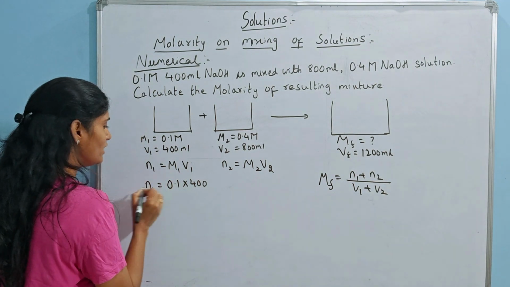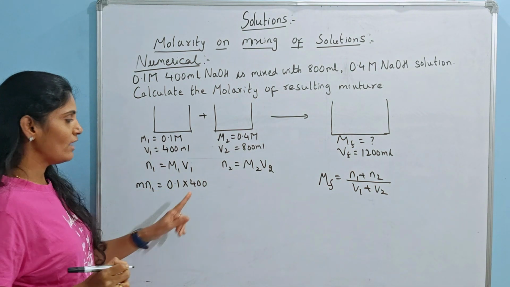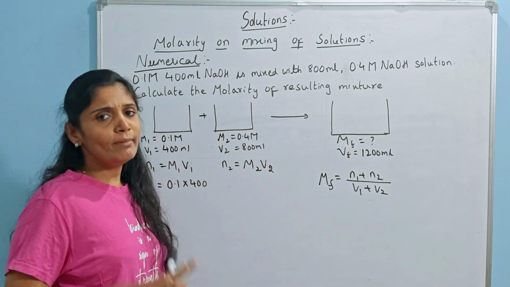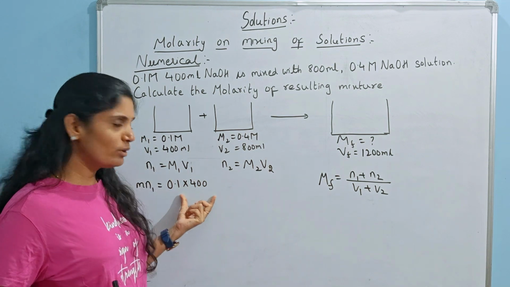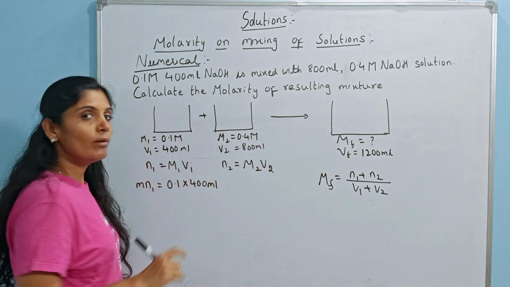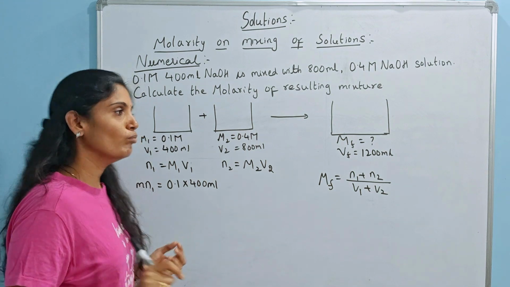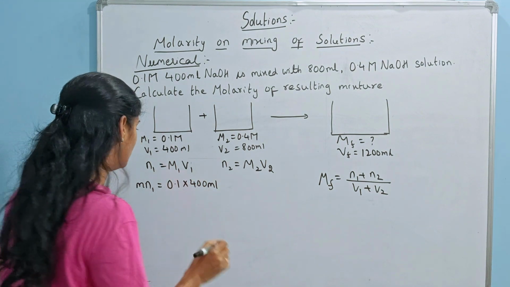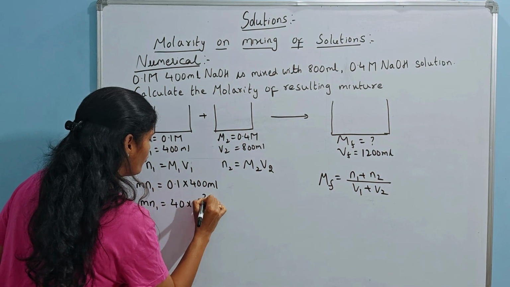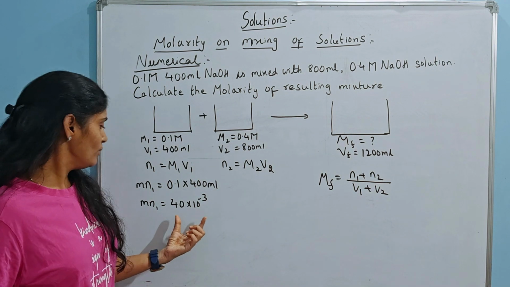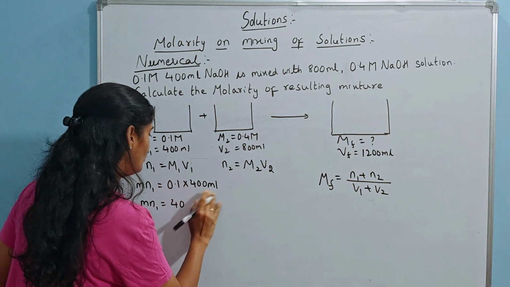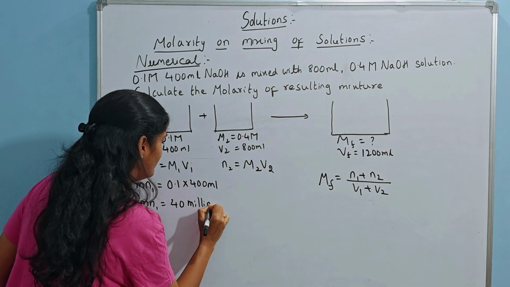So I will just write it as millimoles because I am keeping the volume in ml. I just want to make you aware of millimoles also. So we'll try to keep it as millimoles because the volume is in ml. When you take the volume in ml, the moles you get will be millimoles. So millimoles is equal to 40 into 10 to the power of minus 3... how many millimoles? It will be equal to 40 millimoles.